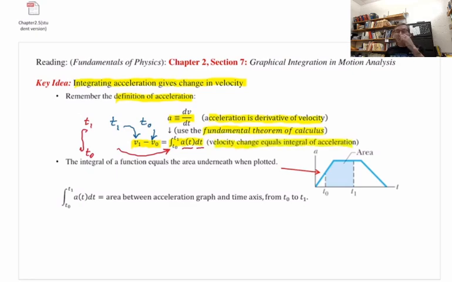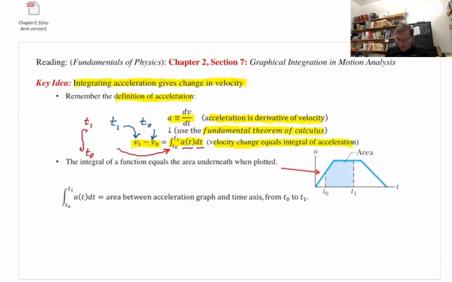So, if we can perform this process called an integral, specifically the integral of the acceleration with respect to time, we can find out how much a particle's velocity has changed over that time interval. Now, you may be thinking, okay, but I don't know how to do this process called integration, right? How do you do it? Well, here's the main thing you have to know for this chapter.